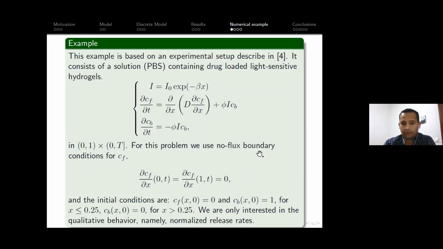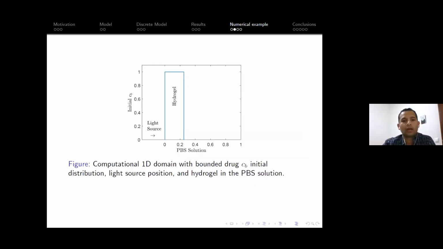Okay, we impose no flux boundary conditions, and as said before, the free drug concentration at time 0 is going to be 0. This is the distribution of the bound drug concentration. It's going to be 1 for x less or equal than 0.25, and it's going to be 0 in the rest of the domain. And we are going to see here only the qualitative behavior, so we are going to report normalized release rates of the free drug concentration.